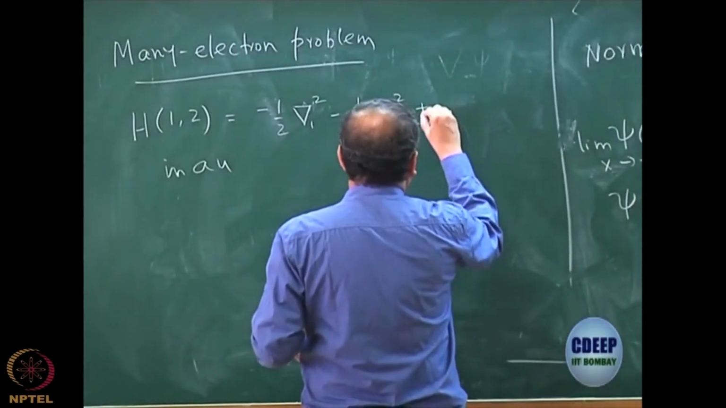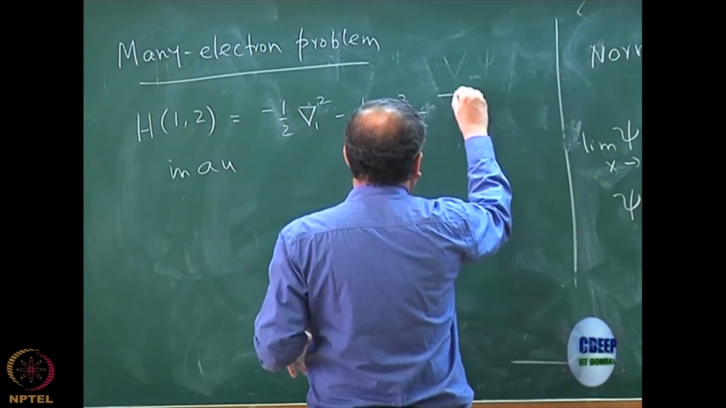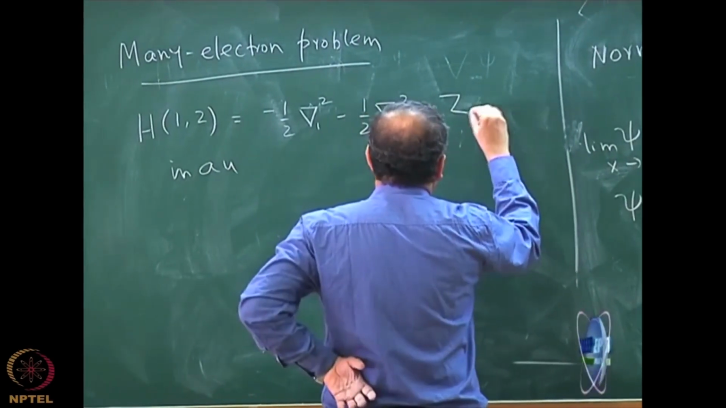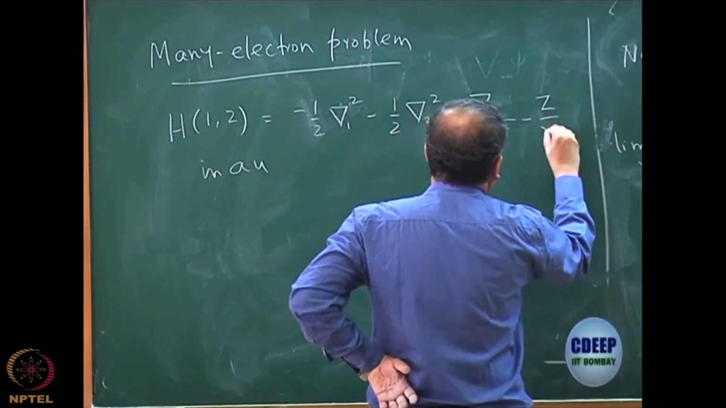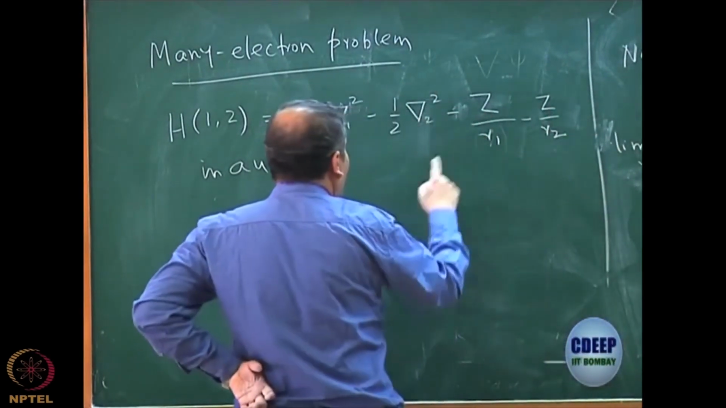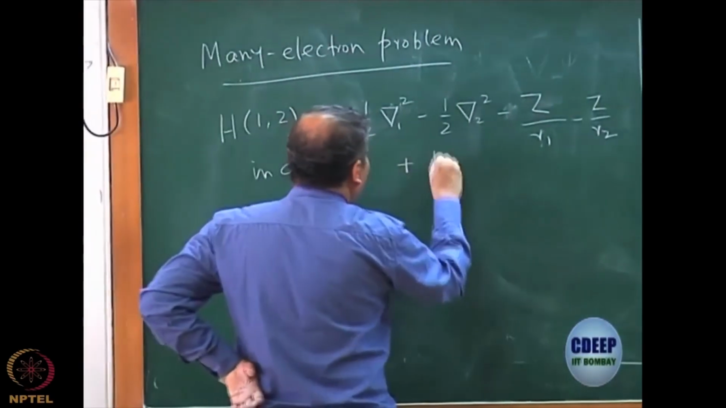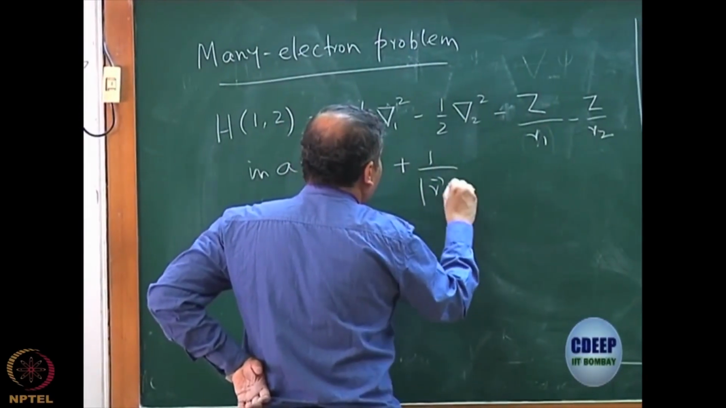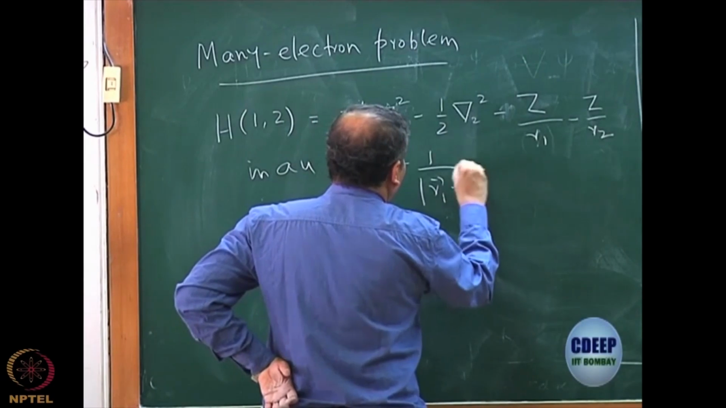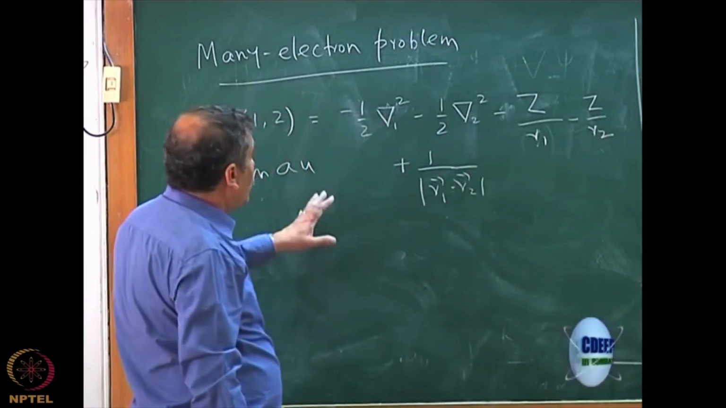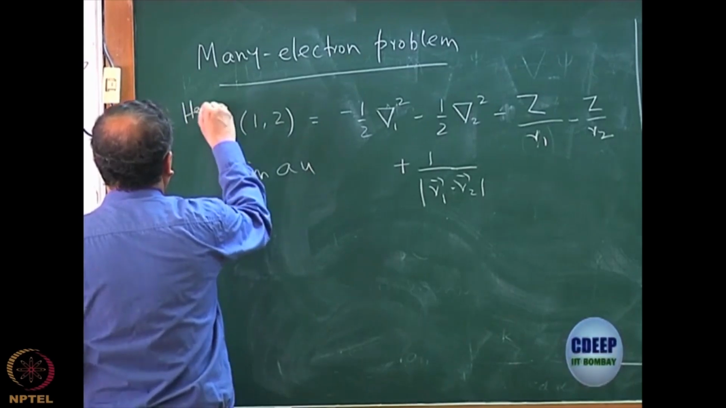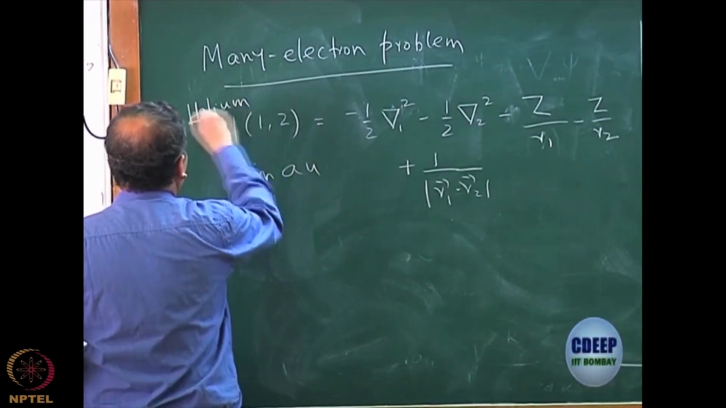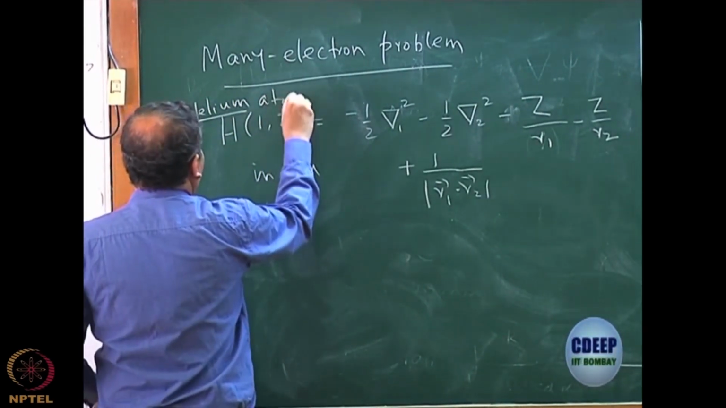And then you have what is called the nucleus, so minus Z divided by R1 minus Z divided by R2, where R1 and R2 are distances, plus 1 by modulus R1 minus R2. And we noted that this is for the helium atom in particular, but in general we can write it for any molecule or so.